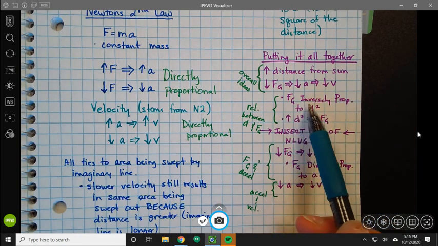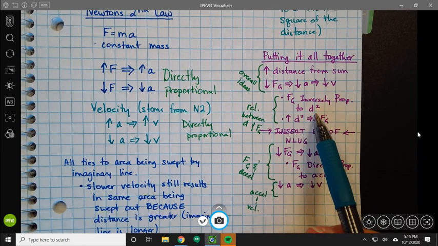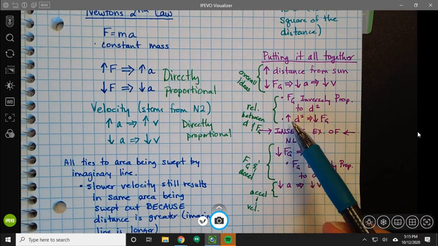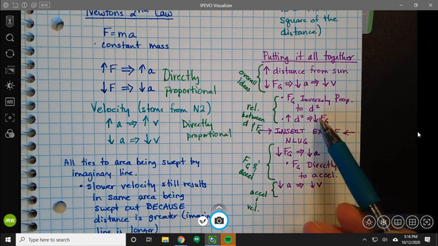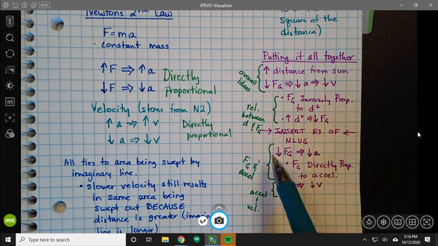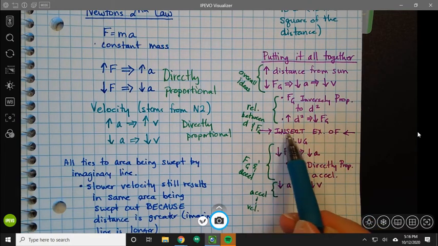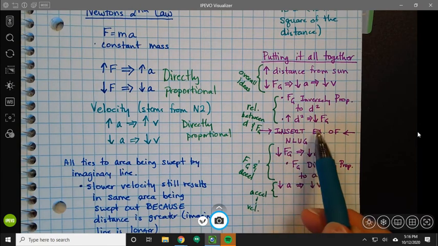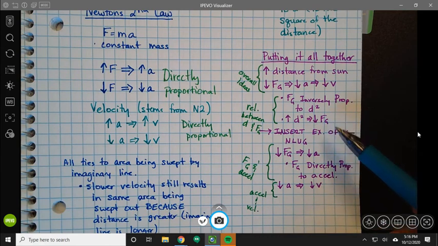So the force of gravity, how do we know this? The force of gravity is inversely proportional to the distance squared. If you have a higher distance squared, you're going to have a lower force of gravity. If you have a low distance squared, then you're going to have a high force of gravity. That's just how this tends to work. So that's the relationship between distance and force of gravity. If you want to insert an example of Newton's law of universal gravitation, this would be a great place to do that so that you can illustrate how this works.